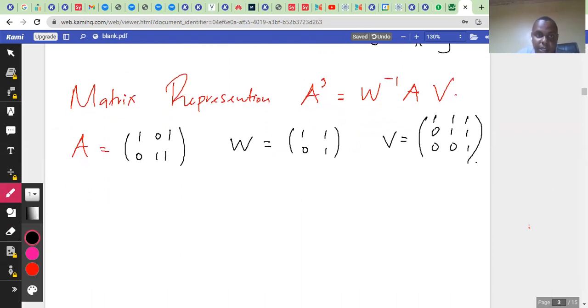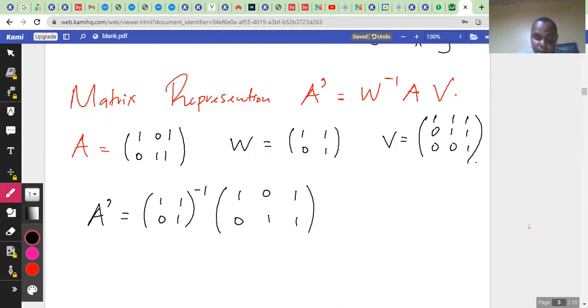So to get that representation, it seems straightforward. You do W inverse, and W inverse in this case, it's 1, 1, 0, 1. Its inverse, you multiply by A itself, 1, 0, 1, 0, 1, 1, and then you multiply by V, 1, 0, 0, 1, 1, 0, 1, 1, 1. I guess it's straightforward.